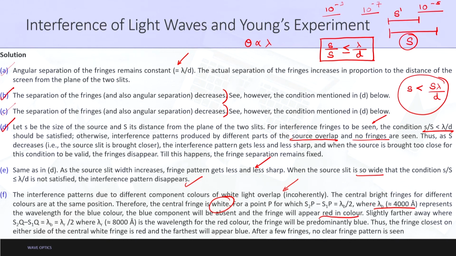We know that for destructive interference to happen, the path difference should be equal to lambda by 2. So if lambda by 2 is equal to the wavelength of blue color, then the blue color will not be visible, hence the color visible there will be red.